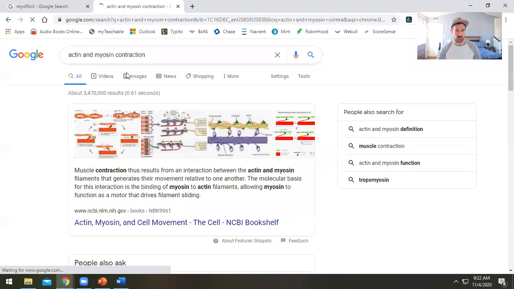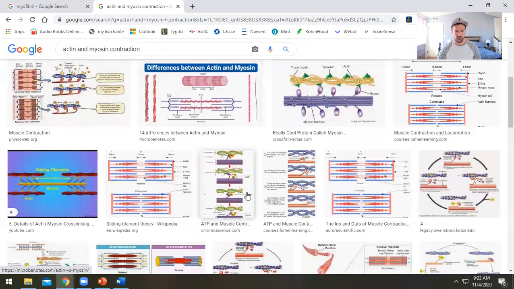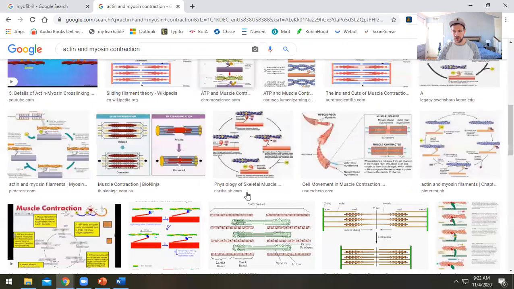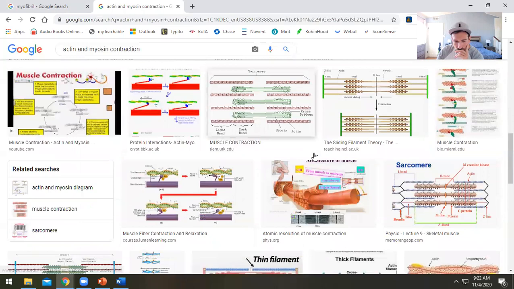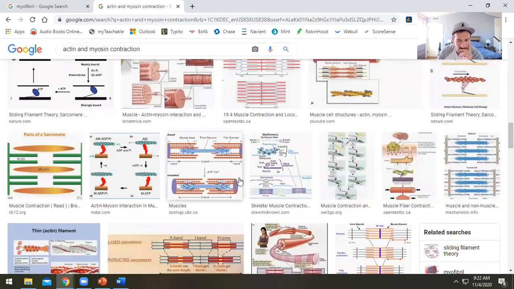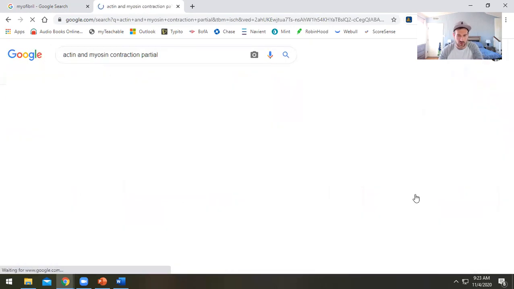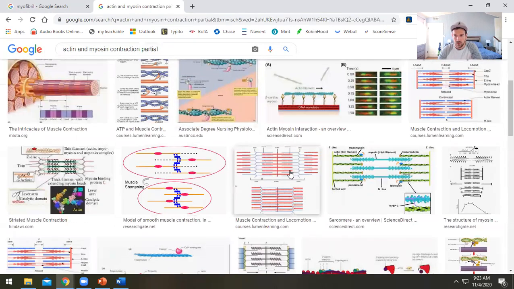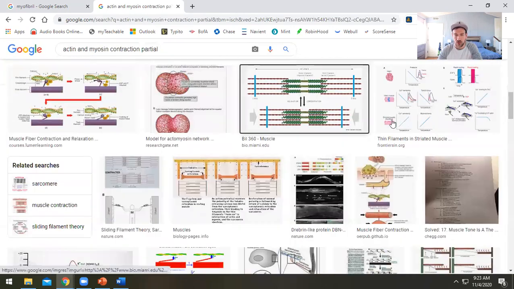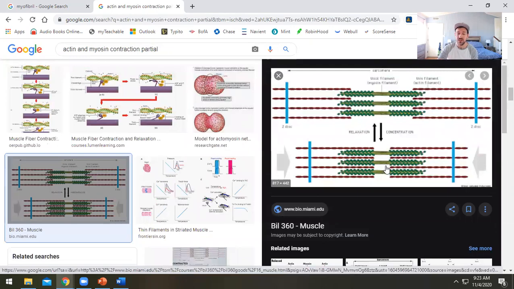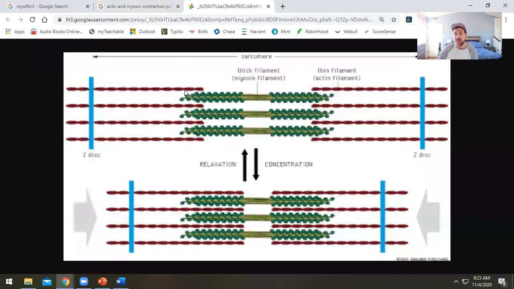contractions, I want to find a picture here. Oh, this will work. Okay, so you can see here, this is how they're kind of arranged, right? You can see they're overlapping each other.